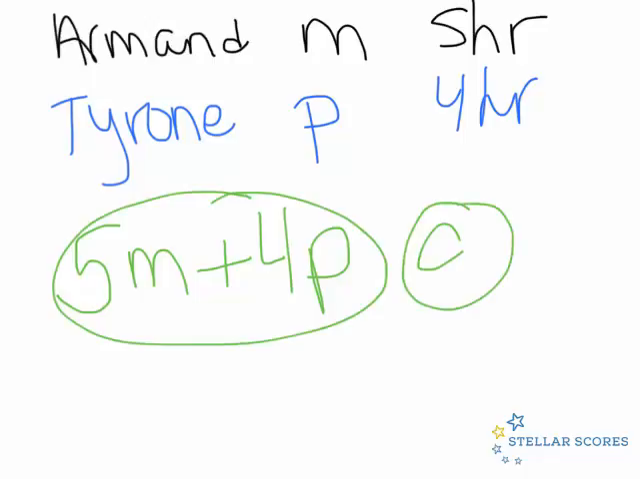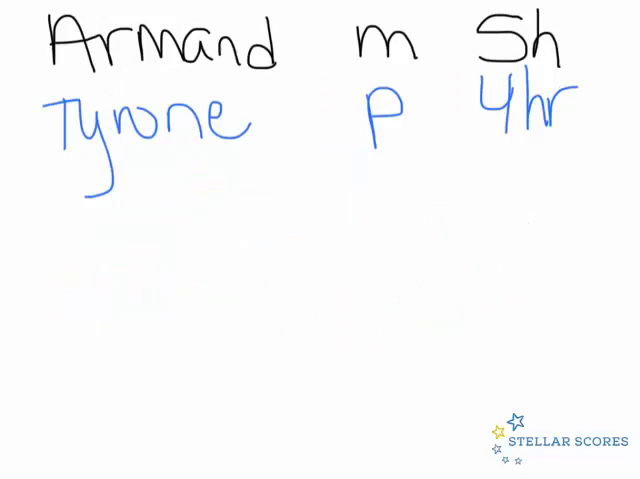But let's look at another way to solve it. If you didn't know how to solve it algebraically, let's make up numbers for these variables and see where that gets us. So Armad sent M messages. I don't know, let's say he sent 3 messages per hour, and Tyrone sent P messages per hour. I don't know, let's say Tyrone did a lot. Let's say Tyrone sent 10 messages per hour. Now we need to figure out how many total did they send.